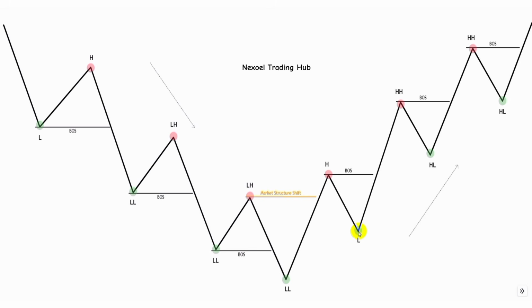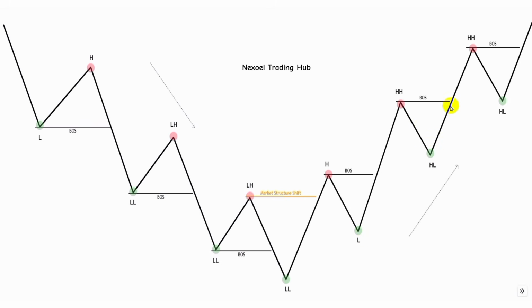And then you can now see that the low sponsored the impulsive move to the upside that took out this high point. So now we have a higher high because this is higher than the previous high. And then we have the pullback to the downside. Price created the swing low point, but then this is a higher low because it is higher than the previous low point.